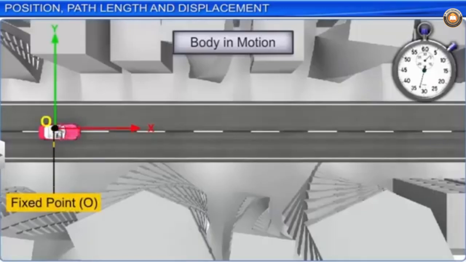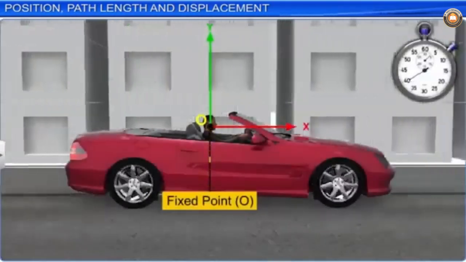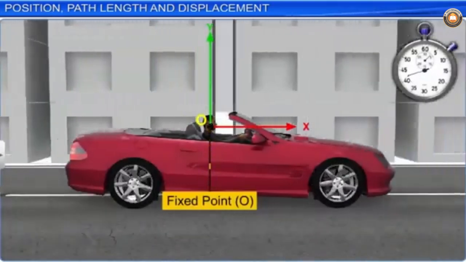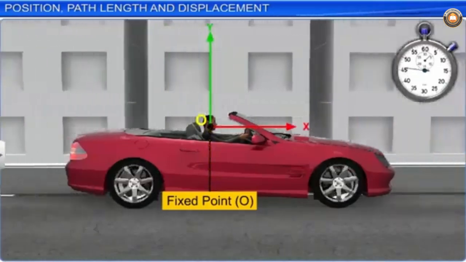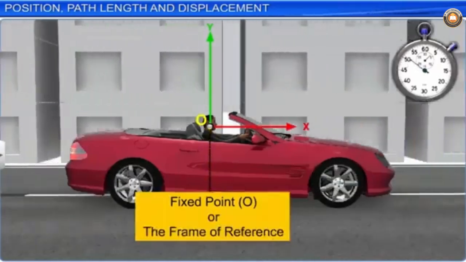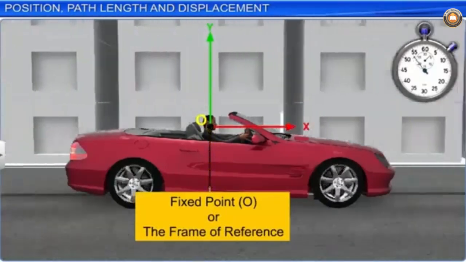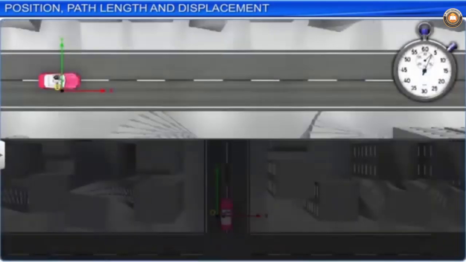However, when you take a person sitting in the car as the origin of the frame of reference, then the driver of the car is at rest, as, in this case, the frame of reference itself is moving along with the car. If the body has one-dimensional motion, then we consider only one axis of reference. It is either the x-axis or the y-axis. This type of motion in a straight line is known as rectilinear motion.